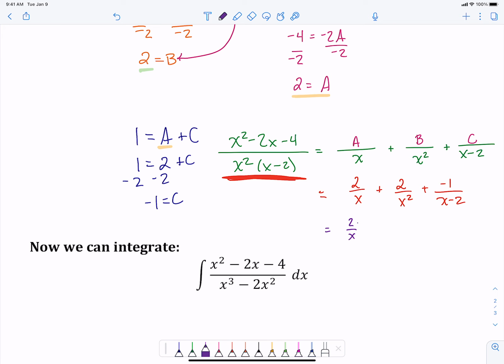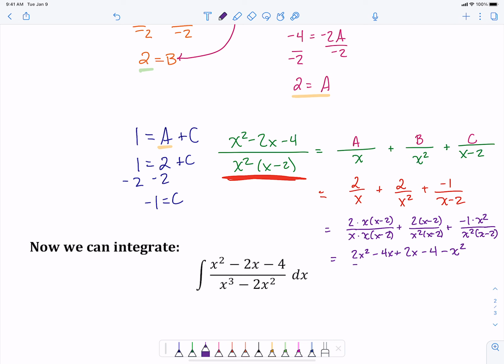You can take 2 and our 2x and multiply it by x times x minus 2 on the top and the bottom. You can take our second term and multiply it by x minus 2 on the top and the bottom. And then you can take this last term and multiply it by x squared on the top and the bottom. And what you're going to get is 2x squared minus 4 plus 2x minus 4. Oops, minus 4x right there. Sorry, lost a term there. And we have our common denominator. And so we get x squared minus 2x minus 4 over our common denominator.